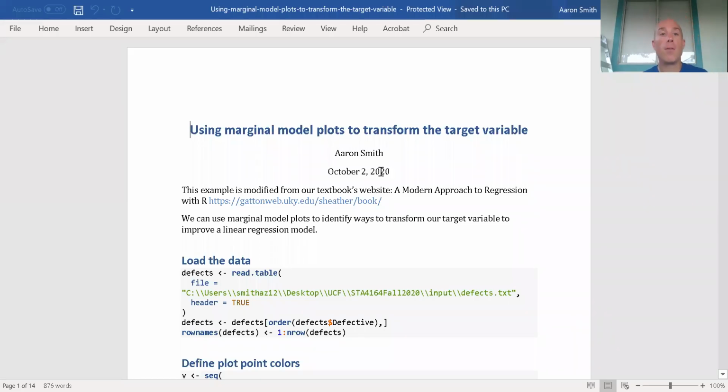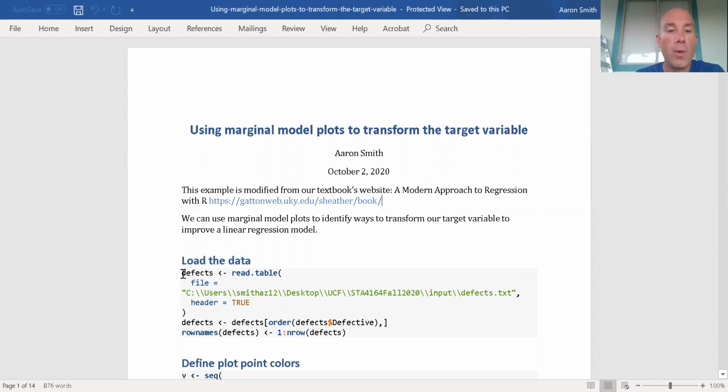Hi, in this example, we want to look at using marginal model plots to tell us how to transform our target variable. This is an example from the textbook, and here is the website. Remember, the textbook is A Modern Approach to Regression with R, and it is free for UCF students to download through the library. All right, let's load the data and start working through.